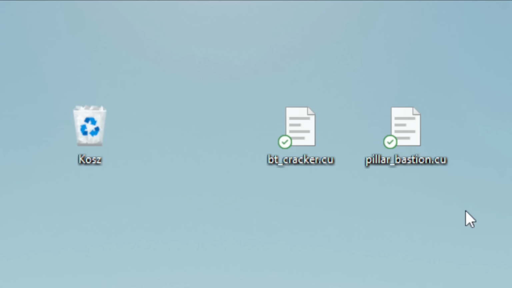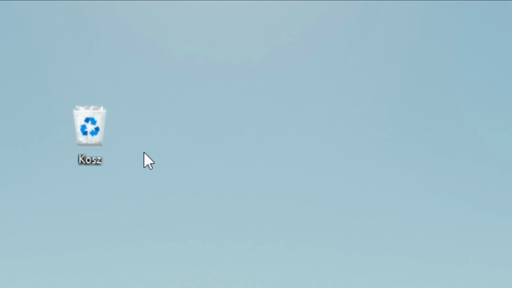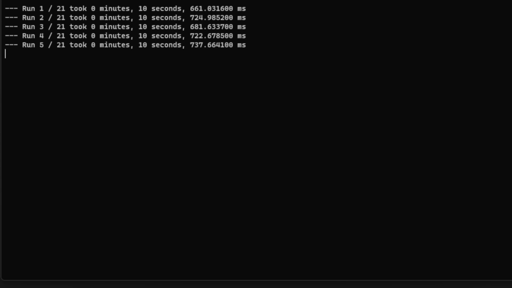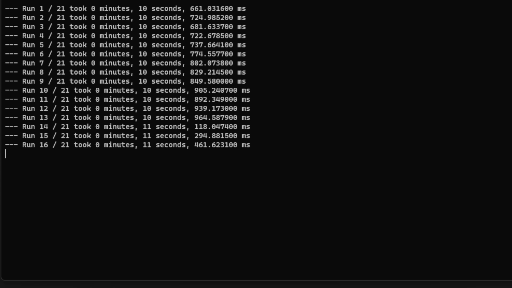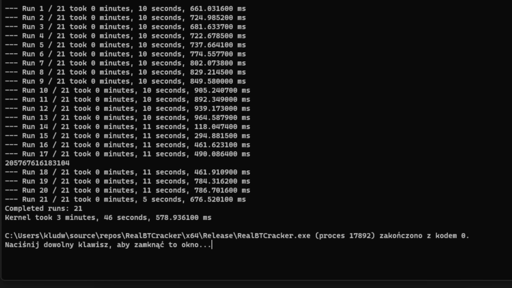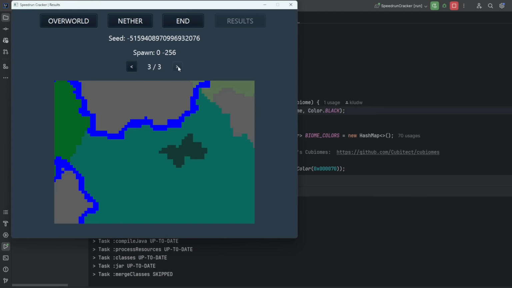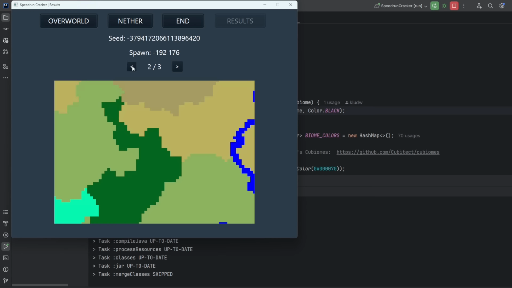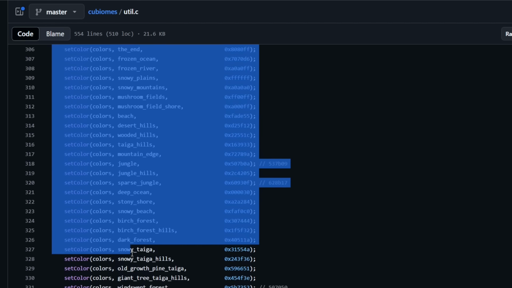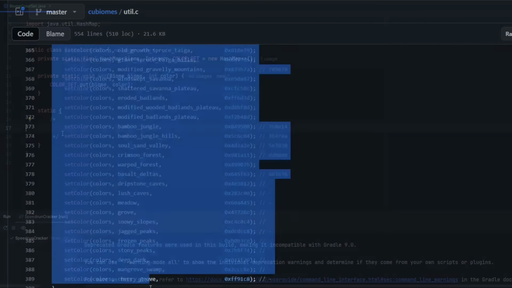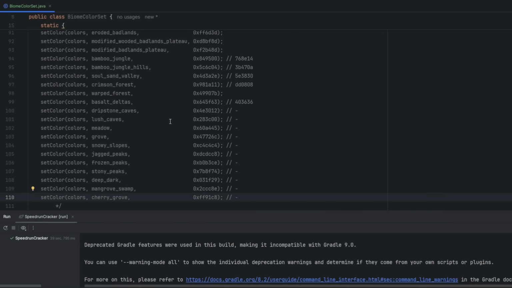However, in the following days, I realized that my code responsible for seed cracking sucked. I modified and optimized the buried treasure cracker, which made it over 2 times faster, even while recording. Next up, I decided to add a results tab with a simple seed visualizer that displays biomes around spawn for easy identification. I took some inspiration from Cubitect's Cubiomes library to make it feel right.